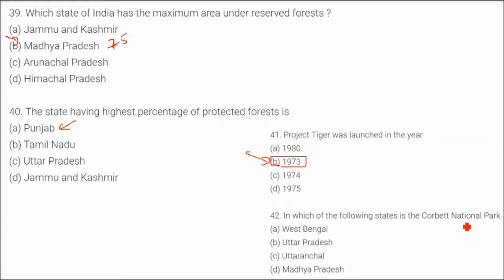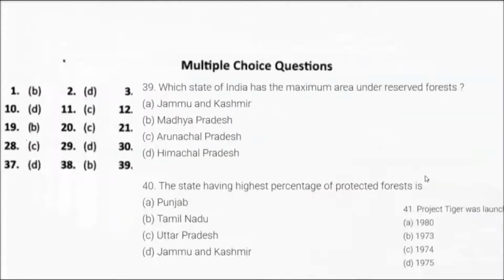In which of the following states is the Corbett National Park? It's in Uttarakhand. You can just change the name. It's now Uttarakhand. So, Jim Corbett National Park near Haridwar is in Uttarakhand.